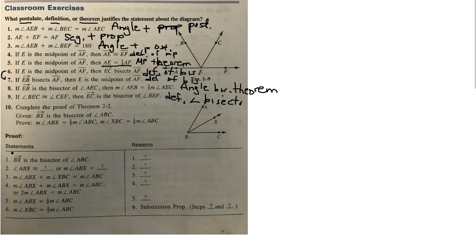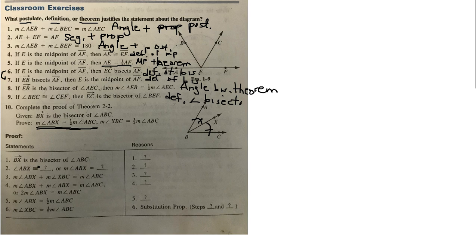So it says in this proof, BX is the bisector of angle ABC. So here's BX, it's the bisector, so we can mark up our diagram. We're going to prove that angle ABX is half of angle ABC. We'll just do the first part because the second part will be the same thing, only we would have to put in the different letters.